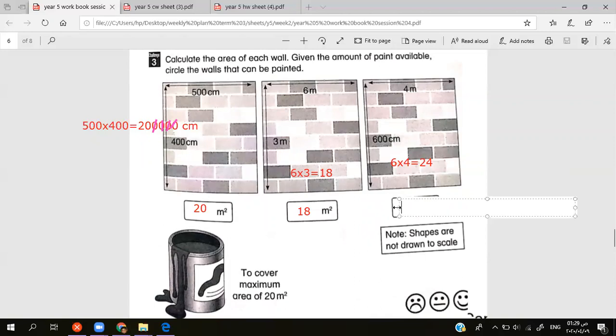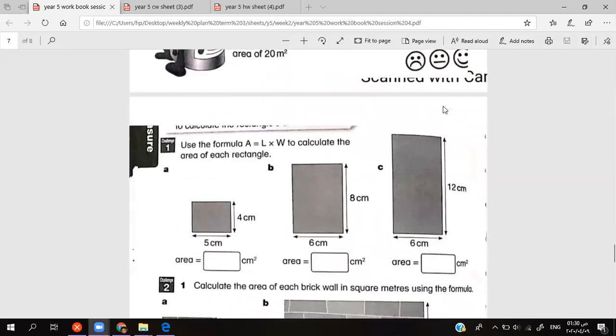Now I can do the first one, paint it. I can paint the second one, but I cannot paint the third one. He's saying circle the walls that can be painted. So I'm gonna circle this wall and circle this wall because I can paint these two, but I cannot paint the third. Okay.